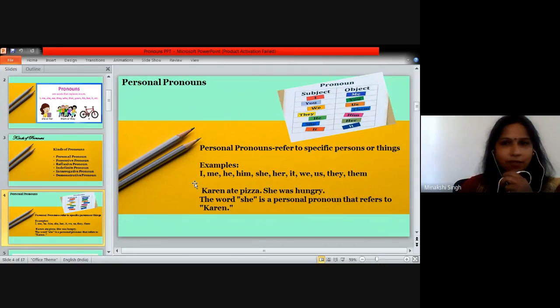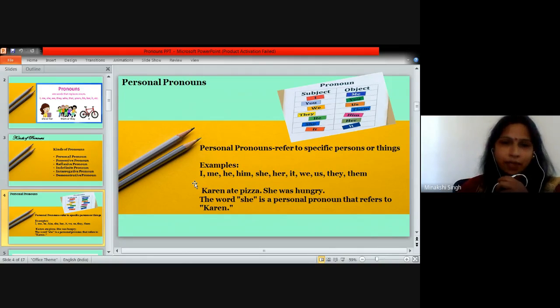The word is self-explanatory. Personal pronouns refer to specific persons or things. For example, I, me, he, she, her, it, we, us, they, them. All these words are referring to a specific person. So all these words are examples of personal pronouns. Right, students? What is the function of personal pronouns? The function of a personal pronoun is to refer to a specific person or thing.